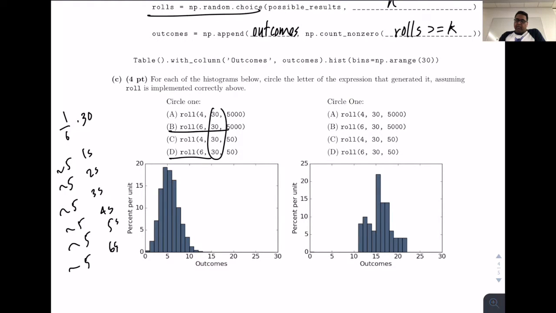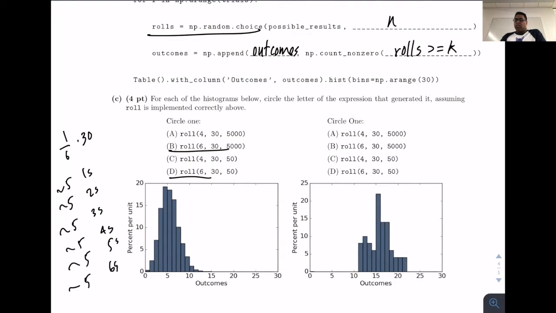And here all of our values are 30. So we'd expect, if our k is 6, or we're looking for the number of times the dice is equal to or greater than 6, or just equal to 6, that if we roll the dice 30 times, it's going to happen 5 times. And what do we have here? Our histogram is centered around 5, right?